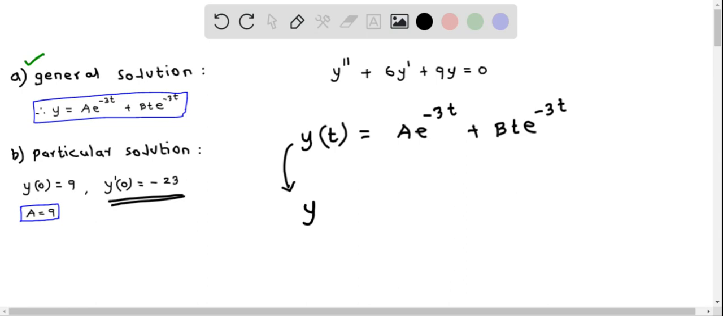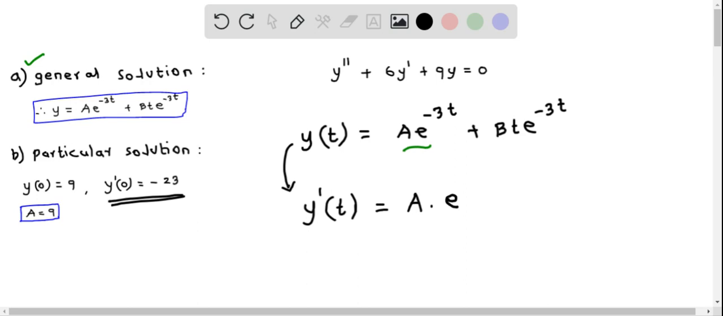So when I do that, the differentiation of y of t with respect to time is y prime of t, which is the derivative of y of t. And I have to find the derivative of each of the terms. So here in the first term, a is a constant, so we can put this a as it is, and then find the derivative of e raised to the power of negative 3t. So here we have to apply the power rule as well as the chain rule.